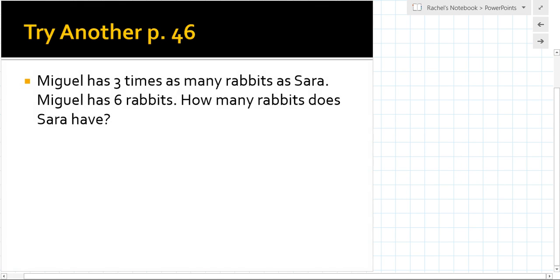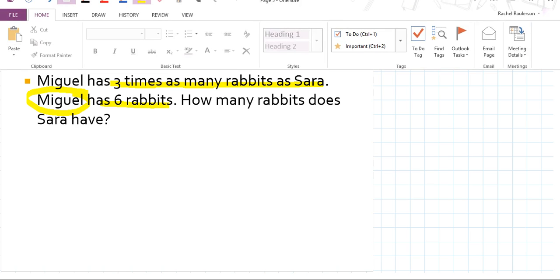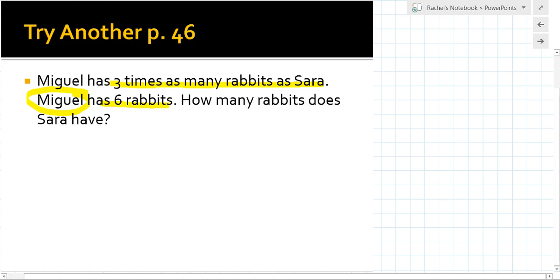For this example problem, now that they've seen the bar models and we've identified what a comparison problem looks like for multiplication, students are now challenged with this problem, which doesn't fit the same type of model as before because the unknown is different. In this case, we have Miguel. He has 3 times as many rabbits as Sarah. We do know Miguel has 6 rabbits. The unknown is Sarah. We don't know how many Sarah has. So looking at this example, our model will be a little bit different.